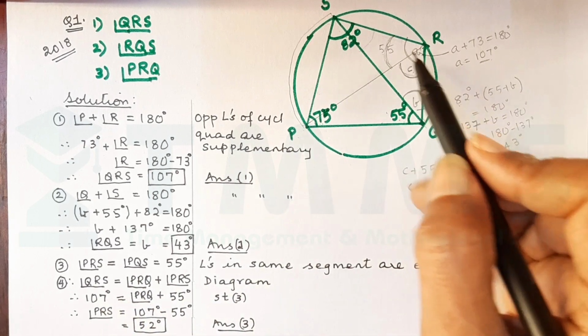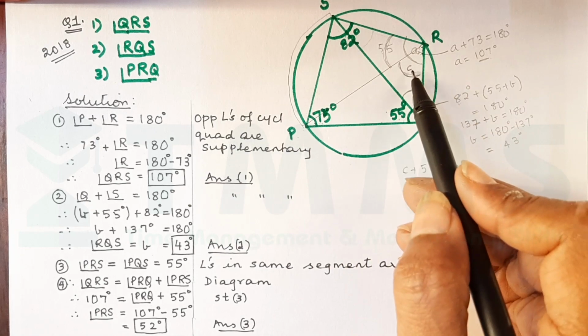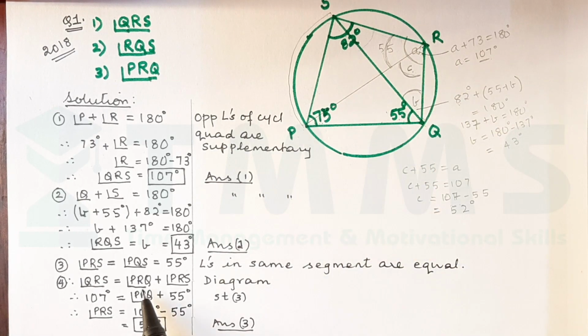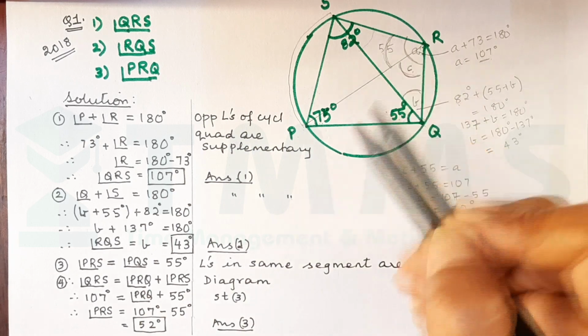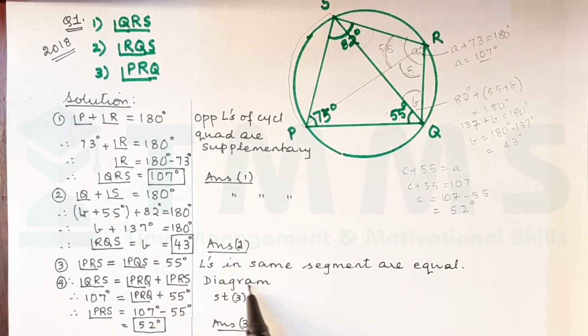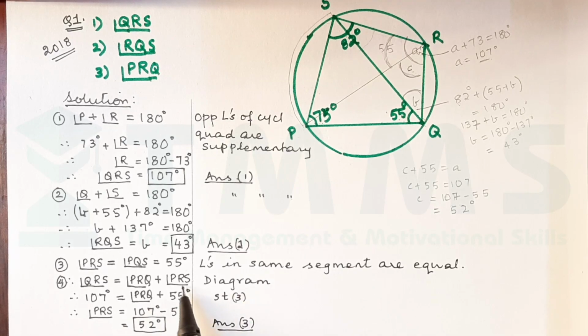And now we will write angle QRS is equal to this plus this. What is this angle? PRQ. See this? And plus this angle, which is PRS. Can you see that? This is from the diagram. And then we substitute PRS.